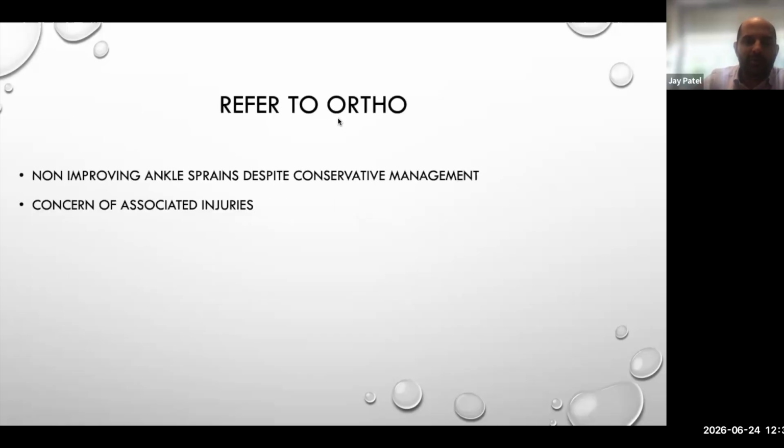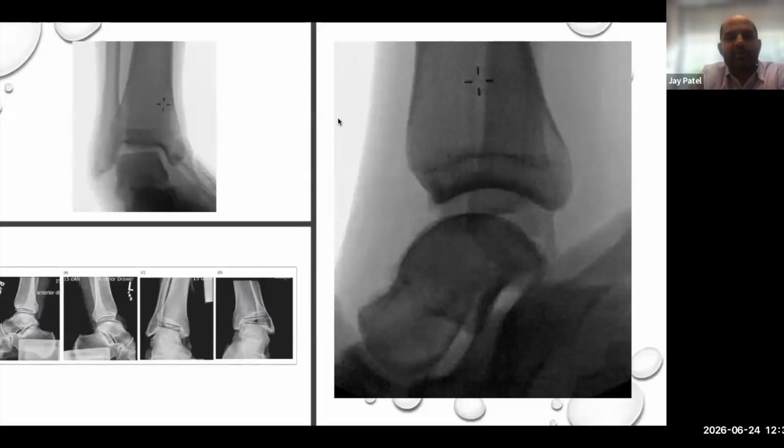So back to our low ankle sprain that we were talking about, and when to refer to orthopedics. Obviously, if they're not getting better despite conservative management, or if there is any concern for the associated injuries that we talked about. What are the next steps? Additional imaging, such as stress radiographs, which we would obtain as orthopedics in clinic. Not everyone has that option, depending on what is available. MRI is a good gold standard as well for a non-improving ankle sprain.